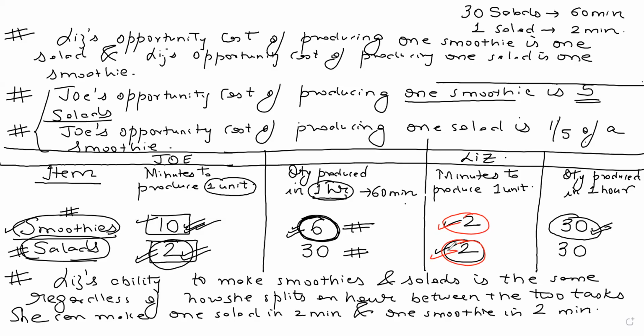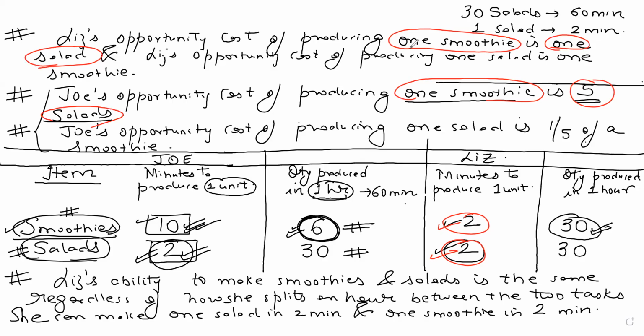So I'm summing it up again. If you look at it, Joey had to sacrifice 5 salads to make one smoothie. Liz sacrifices only one salad to make one smoothie. Who has a lower opportunity cost in making smoothies? Liz. Because when you tell Liz to make one smoothie, she will only give up one salad for it. When you tell Joey to make one smoothie, he will give up 5 salads for it. Compare the opportunity costs to calculate comparative advantage.